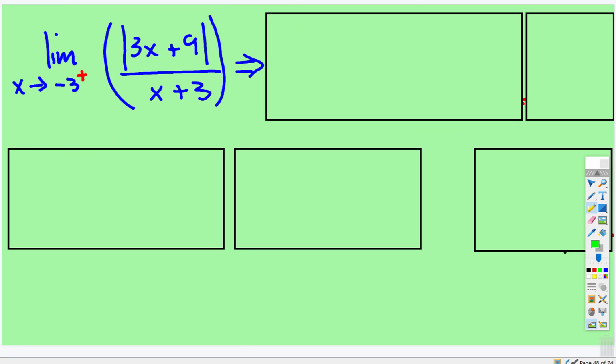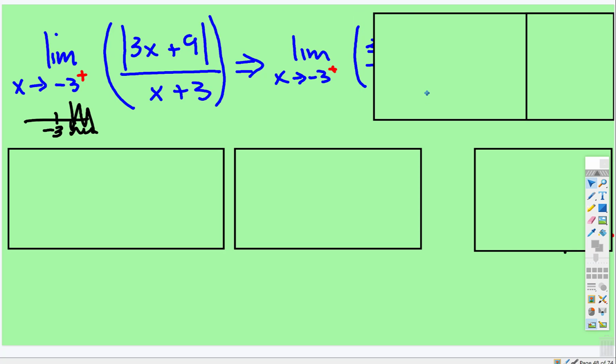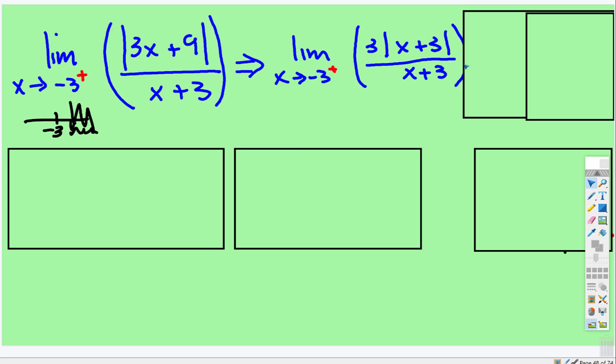Let's show you one where you might have to do a little bit more work. So here we have the limit as x approaches negative 3 from the right. So negative 3 from the right is over here, and we're going to be looking at this part of the graph. In the numerator, though, we have 3x plus 9. They both share a 3, so the first thing you're going to do is factor out that 3.